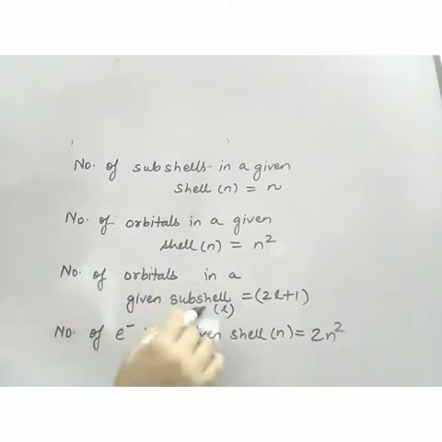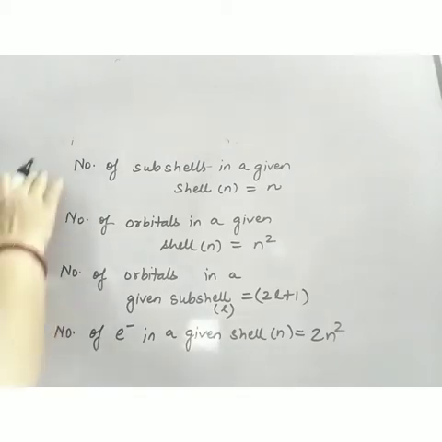The number of orbitals in a given subshell l, because a subshell is denoted by l, is 2l plus 1. And lastly, the number of electrons in a given shell is 2n square. So these are the direct relations which are quite helpful. Now we have learned the concept of quantum numbers, and we know that if I want to locate the position of an electron, I require the knowledge of quantum numbers.